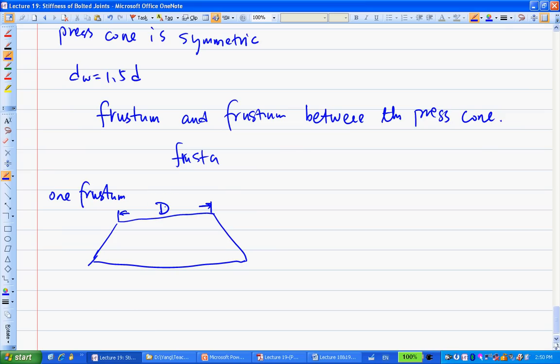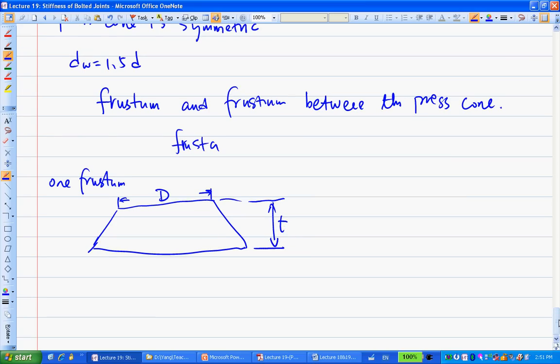Okay, the top length as capital D, and the frustum thickness, I'll call that T. Because once we have the actual dimensions of the actual system, we can figure out these numbers easily, right? Figure out this number easily. So capital D, small t.